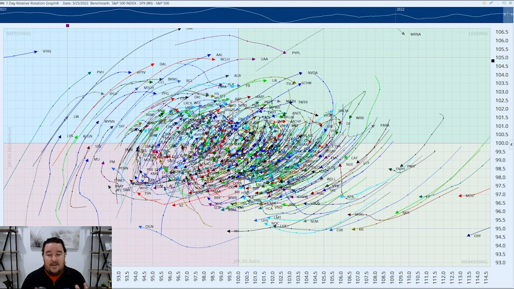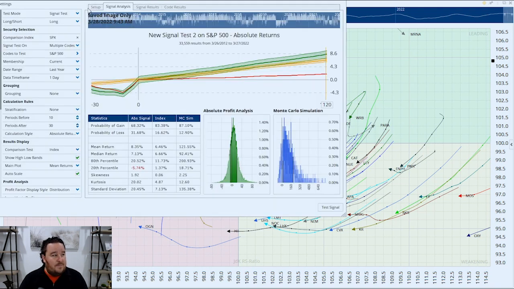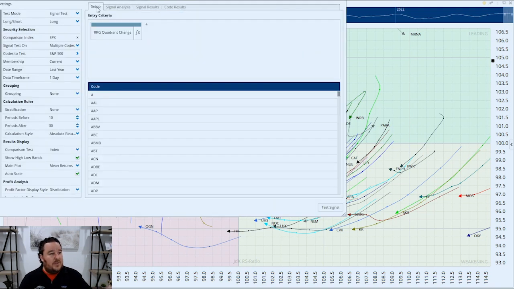I flipped that on its head quite a bit for the way that I trade things. I've already mentioned that when it's leading, I look for weakness. When it's lagging, I look for things to turn around. And this is exactly why I've started to do that. So here is their signal tester, as they call it.